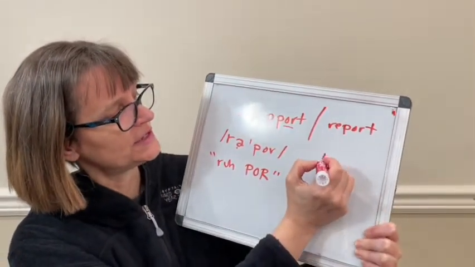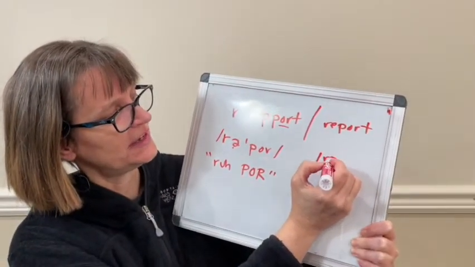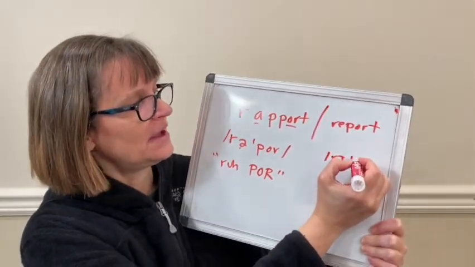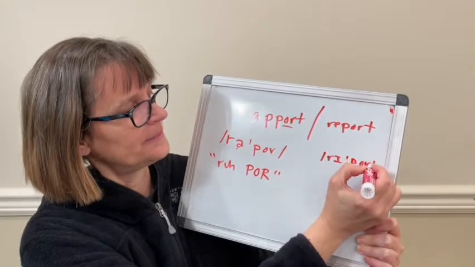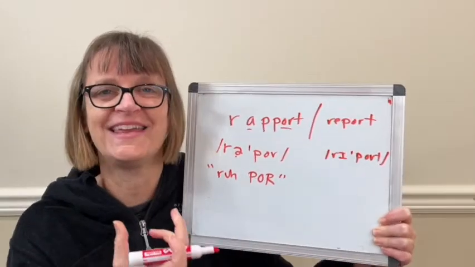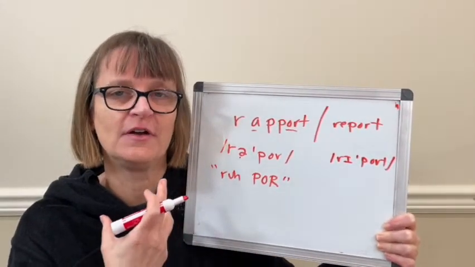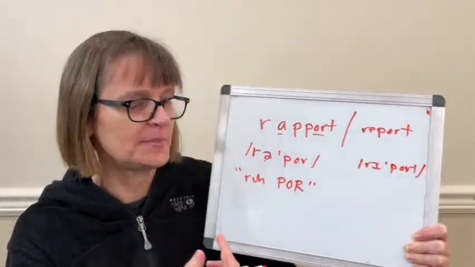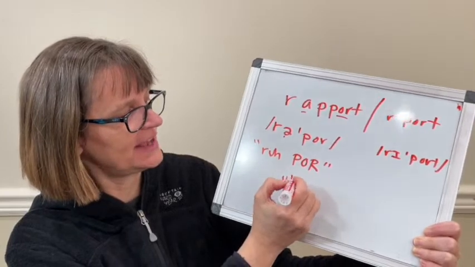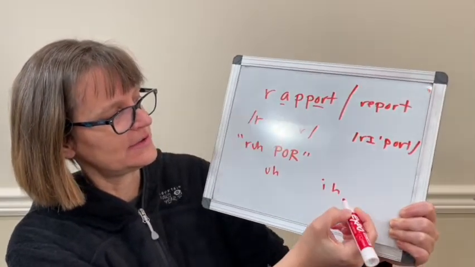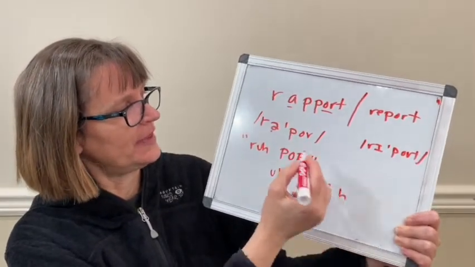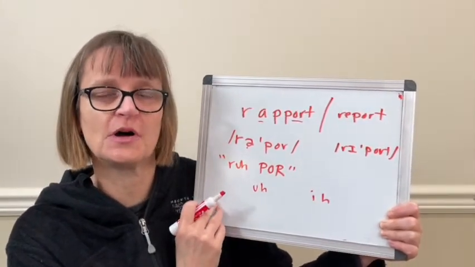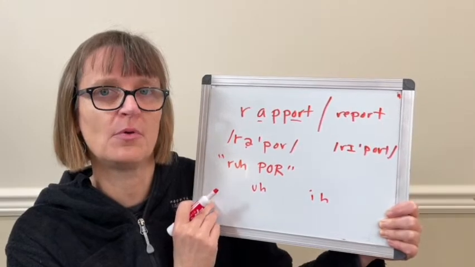In report, you're going to see it in the dictionary with an I sound, but it sounds very similar to rapport because in these words that have an unstressed first syllable, we're not using a clear vowel there. So it doesn't matter so much if I use an uh sound or an I sound. In this one, I don't really want to be a clear I because it should be a schwa. It's not rapport, it's rapport.